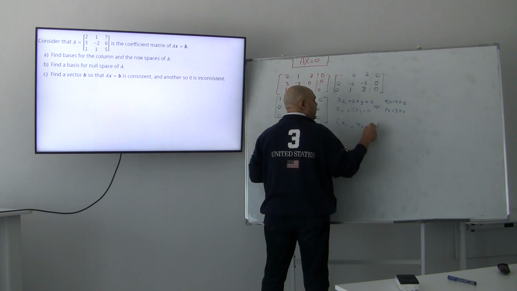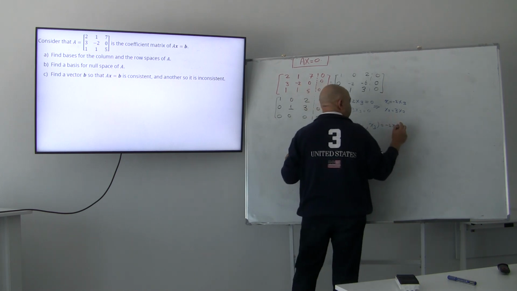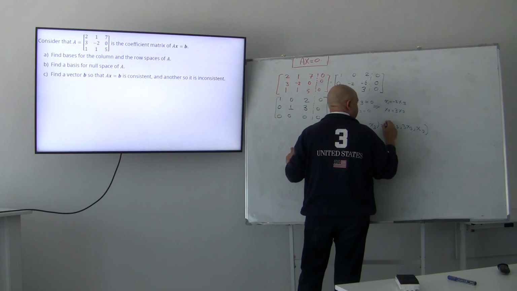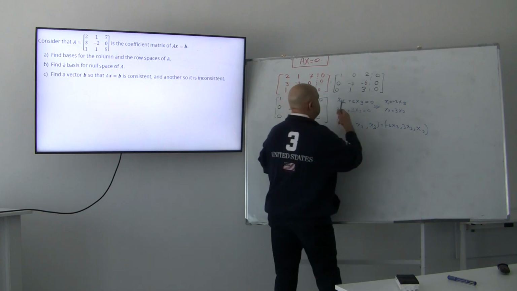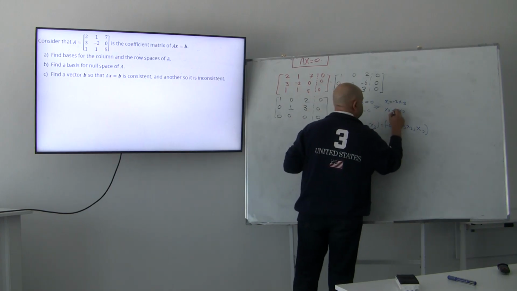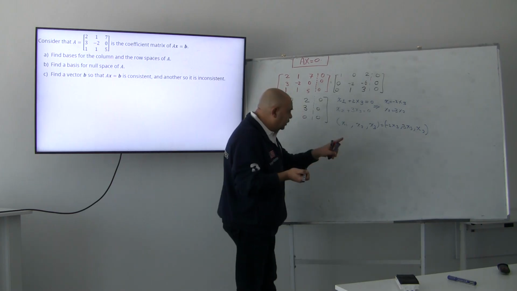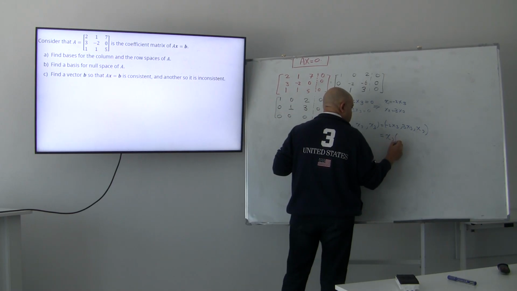Okay, the second step: we have the vector x1, x2, and x3. I will replace x1 by negative 2 x3, replacing x2 by negative 3x3, and x3 as it is. This is negative 3x3. I will take x3 as a common factor, as we used to do.